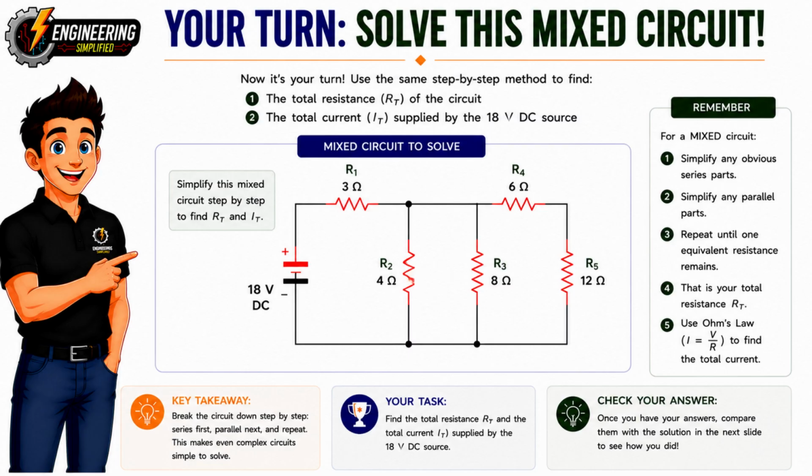Next, look at the remaining branches connected between the same top and bottom nodes. Those equivalent branches will need to be combined using the parallel resistance formula. Continue simplifying the circuit one section at a time until only one equivalent resistance remains. Once you have the total resistance, use Ohm's law. Current equals voltage divided by resistance.